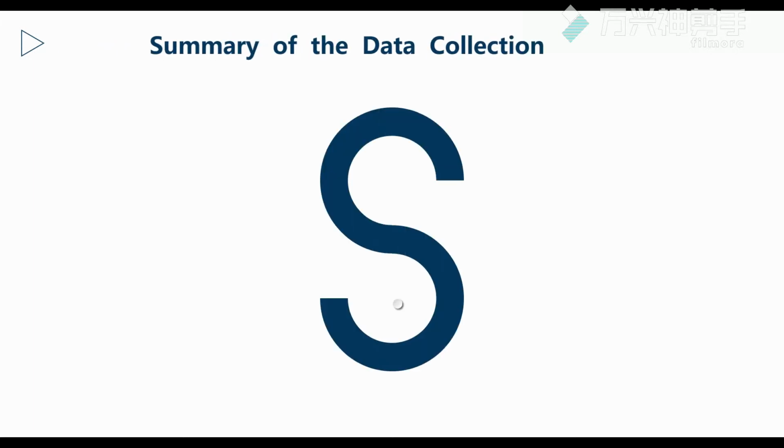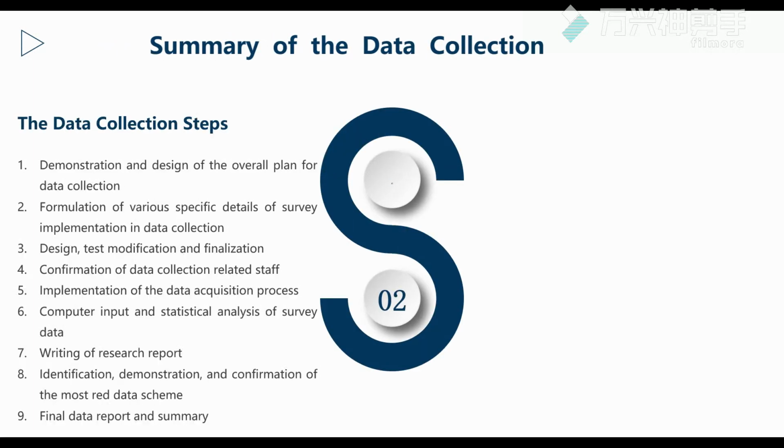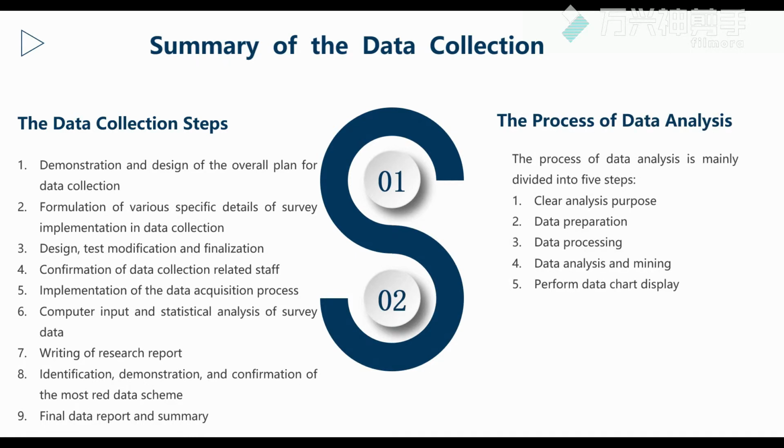The next part is our summary of this data collection, which has 2 parts, including the data collection steps and the process of data analysis. The data collection steps include demonstration and design, formulation, configuration of data, writing the research report, identification of the details, and finally giving our data report and summary. And the most important thing is the process of data analysis, which includes 5 steps. One is clarifying the analysis purpose, and two is data preparation. Third is data processing, and fourth is data analysis and mining.